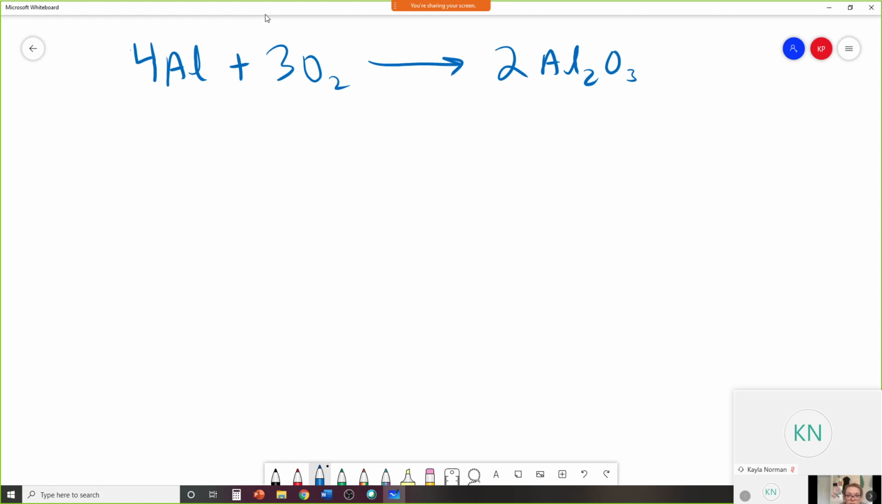I mean, essentially, a balanced equation is a recipe. It's no different than saying, if I take 2 cups of flour, 3 eggs, and a stick of butter, I get a cake. Okay, it's the same thing here. I take 4 aluminums, 3 oxygens, and I get some aluminum oxide. I get 2 of them, as a matter of fact. Okay, now, the problem here is if we said 4 atoms plus 3 molecules gives me 2 compounds.